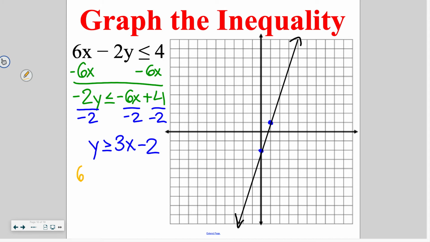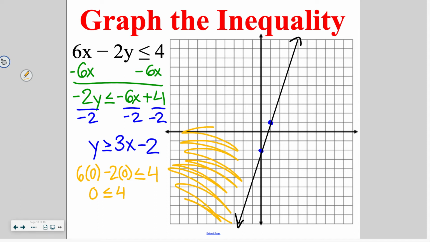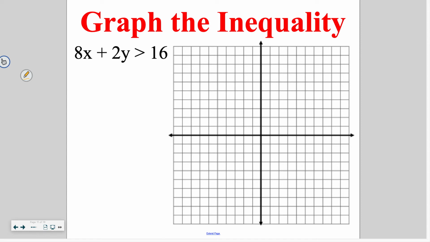So again, I'm going to use 0, 0. So I've got 6 times 0 minus 2 times 0 is less than or equal to 4. So I've got 0 minus 0, which is 0, is less than or equal to 4. That is a true statement. So I am going to go on the side with 0, which in this case is this left portion. So again, we rearranged, got y by itself, plugged 0, 0 into the original equation, and that's what gave us our final solution. Go ahead and try this one on your own.